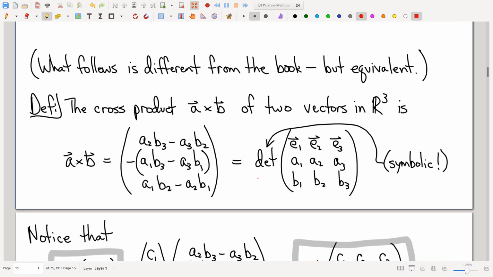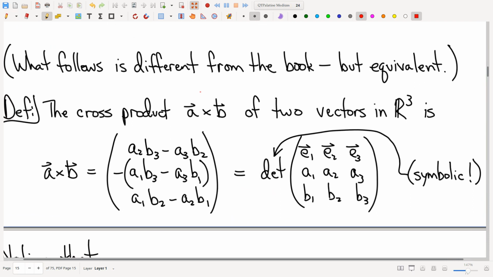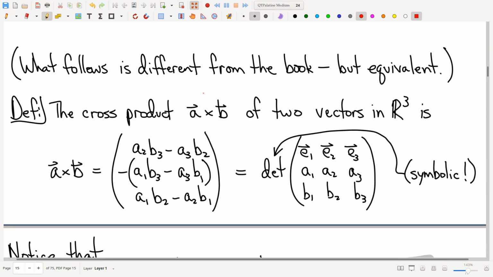All right, moving along. We're going to finally get around to defining the cross product. I want to set the context a little bit first. I'm going to digress from what the book does pretty significantly. There's nothing wrong with the book's presentation, but I think there's some really big advantages to doing it my way.